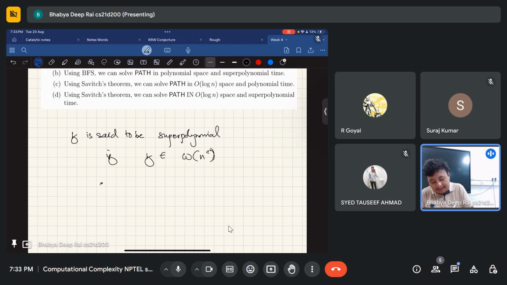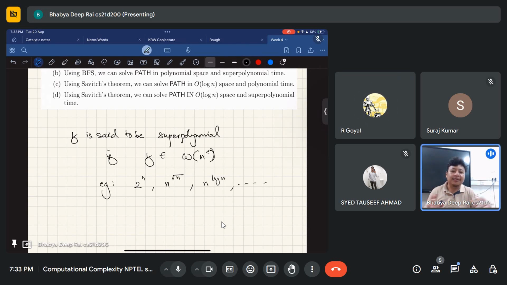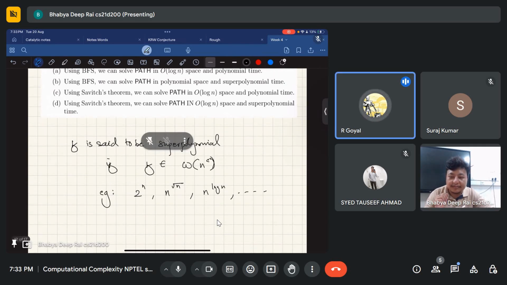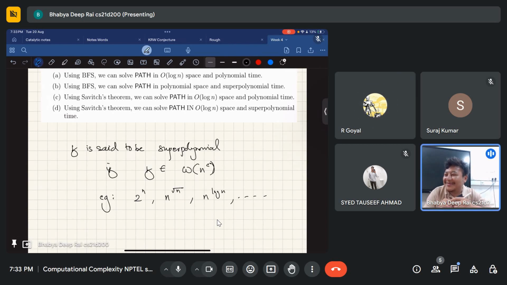So for example, 2 to the n is super polynomial, n to the root n is super polynomial, even n to the log n is super polynomial. Okay, and so on. Anything worse than polynomial. So can I say that a polynomial is a subset of the super polynomial? Subset, you can always say it is less than, but subset is not a correct terminology.